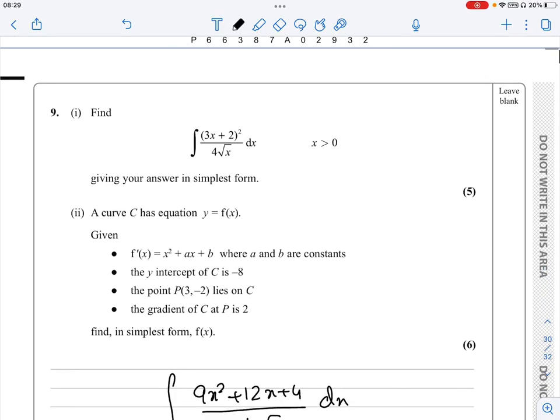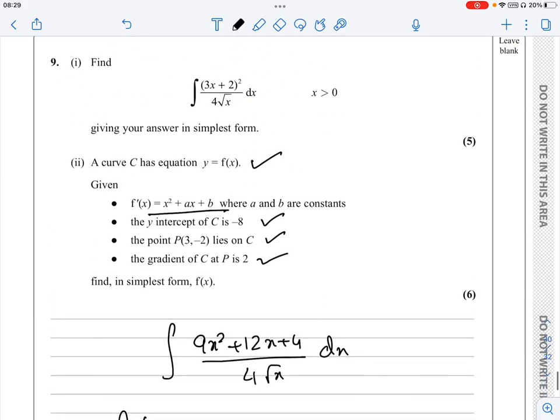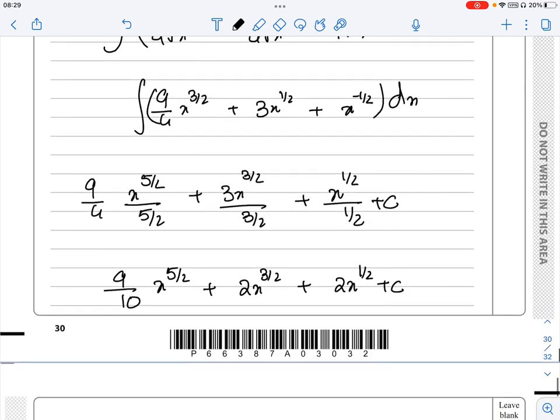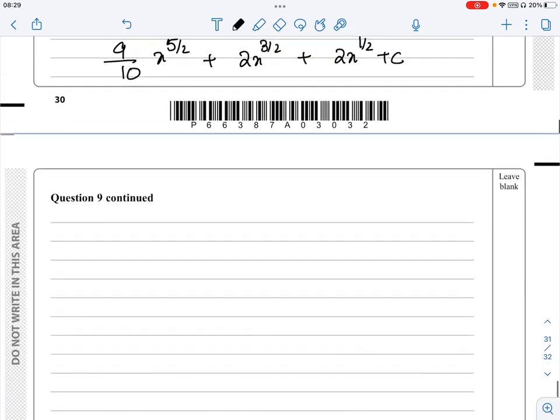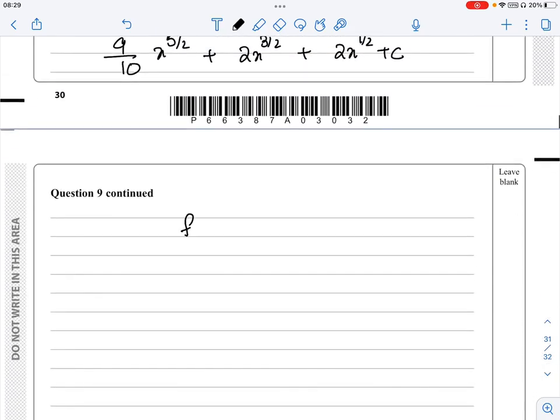Next, a curve has an equation y equals f of x, f prime x equals x squared plus ax plus b. The y-intercept is minus 8, point 3 comma minus 2 lies on C, and the gradient of C at P is 2. Find the simplest form for f of x. So he gave f prime x equals x squared plus ax plus b.